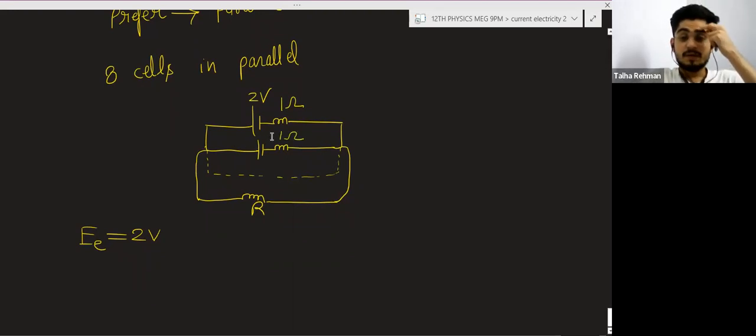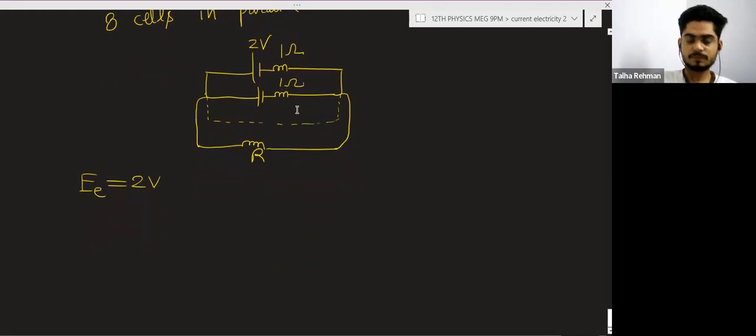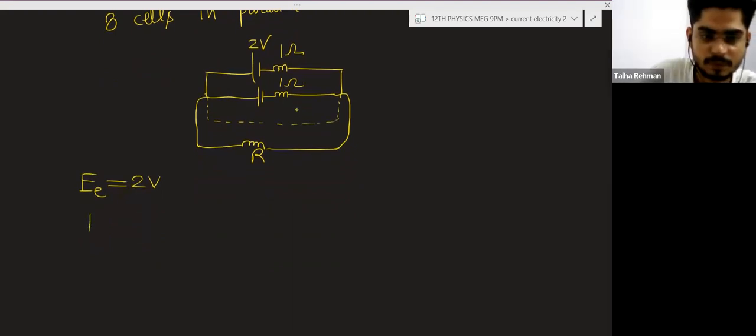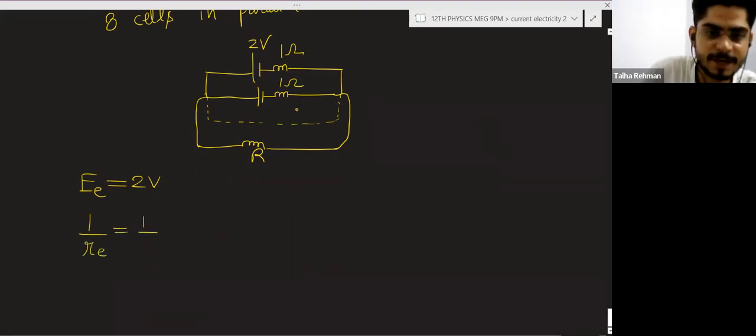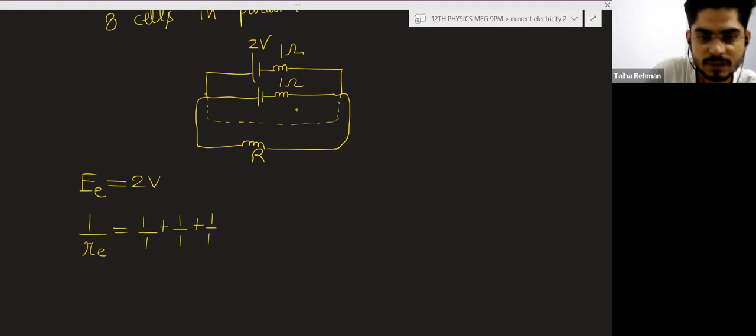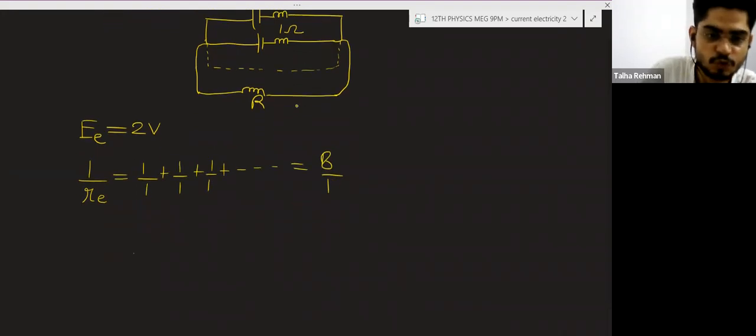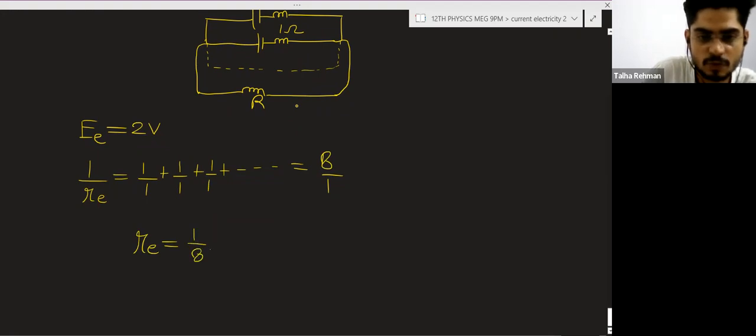What is the internal resistance of the circuit? 1 ohm resistances are connected in parallel. So we will write 1 divided by 1 plus 1 divided by 1, and so on, because internal resistance is 1. You will get the answer 8 divided by 1. So the equivalent internal resistance will be 1 by 8 ohm.